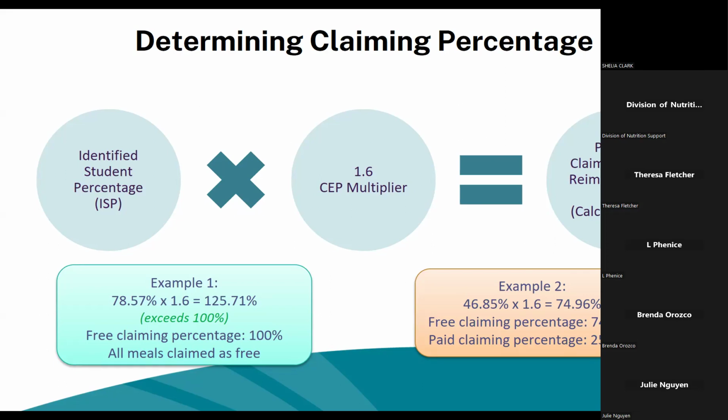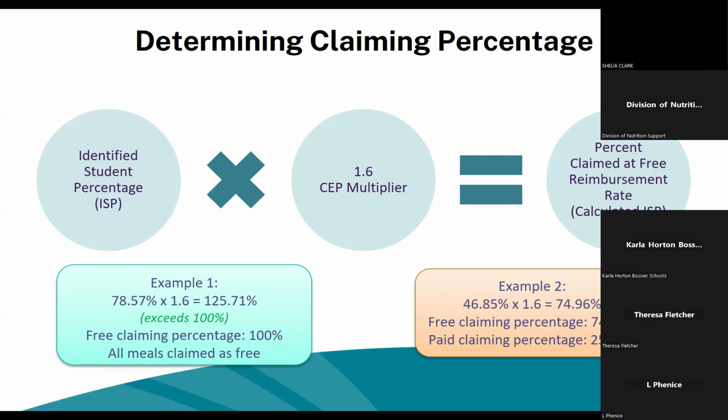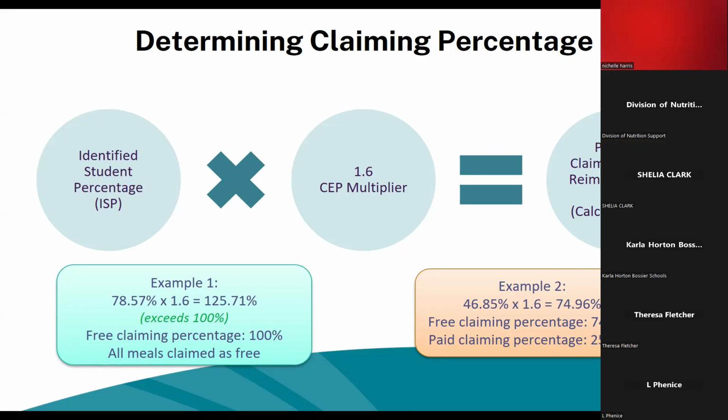So in example 1, we'll use the ISP from the previous slide. 78.57% multiplied by the CEP multiplier of 1.6 equals a claiming percentage of 125%, which is just 100% claimed as free. In another example, if the ISP was 46.85%, then your claiming percentage would be 74.96%. So the free claiming percentage would be 74.96%, and the paid claiming percentage would be 25.04%.